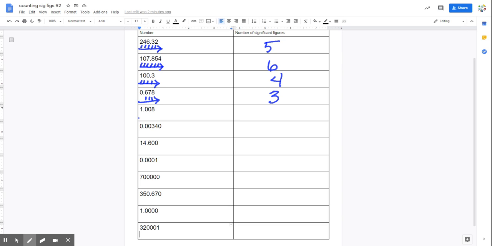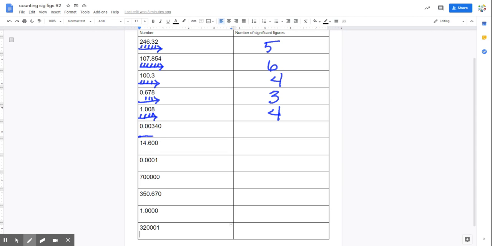The next one has a decimal place again, so we're going to go from left to right. Begin with the 1. These zeros count because we already started counting. 1, 2, 3, 4. 4 significant figures.